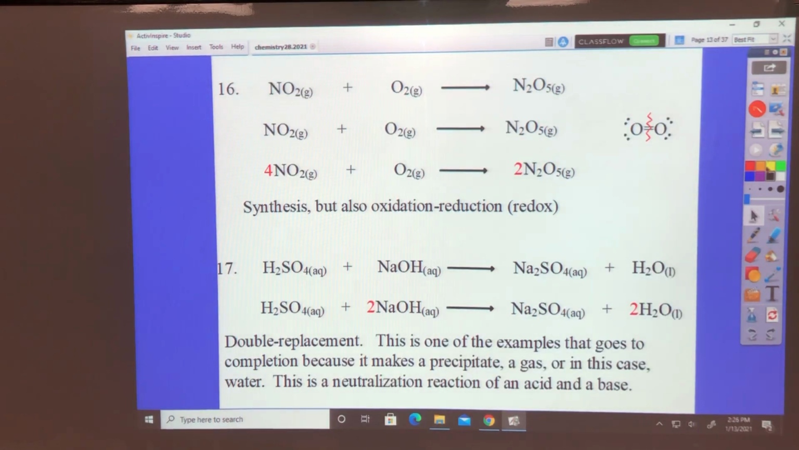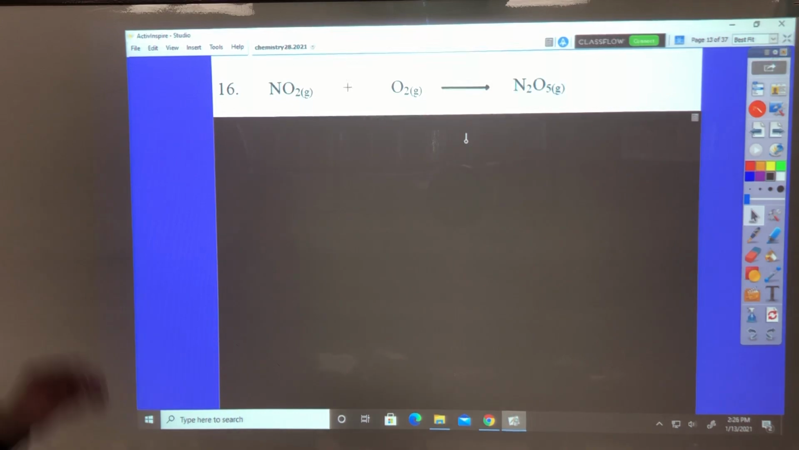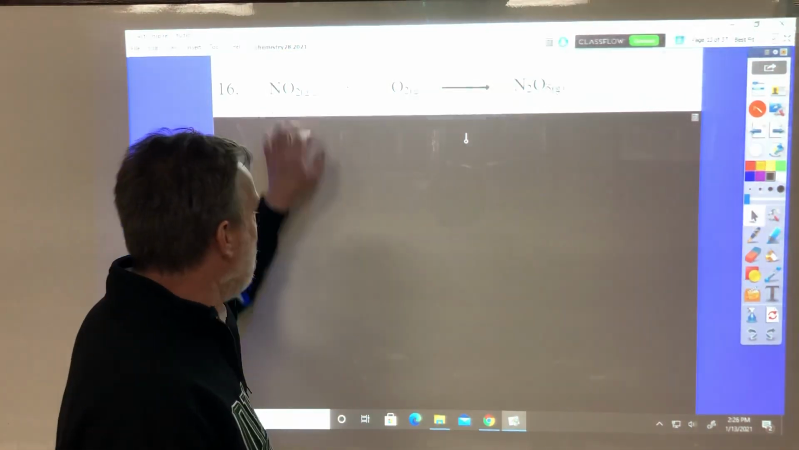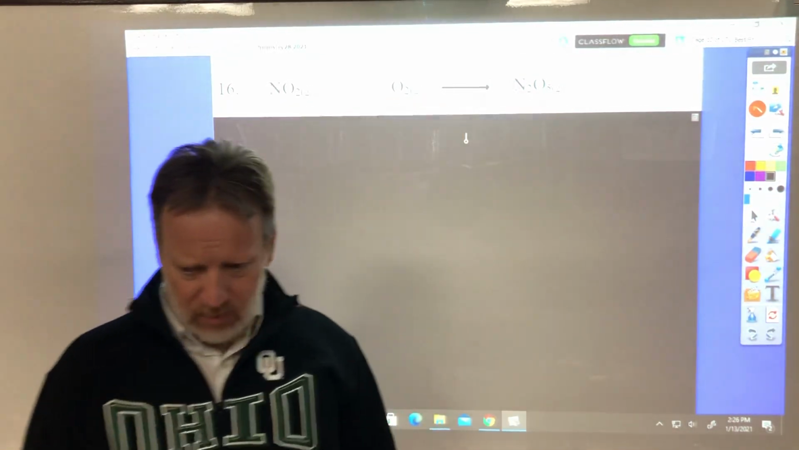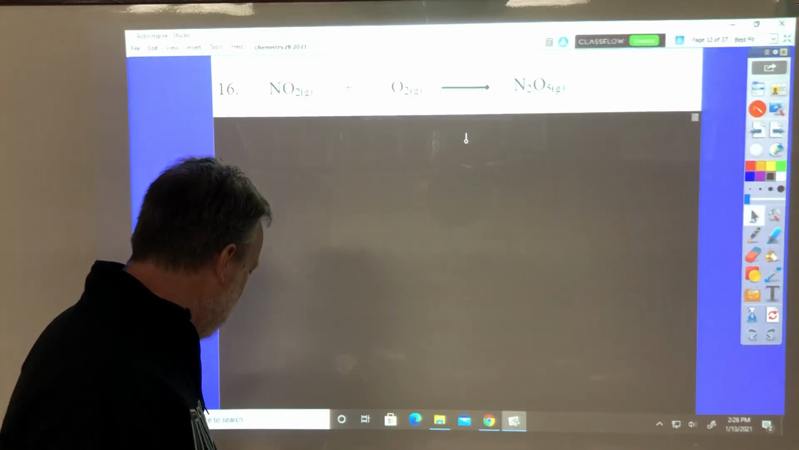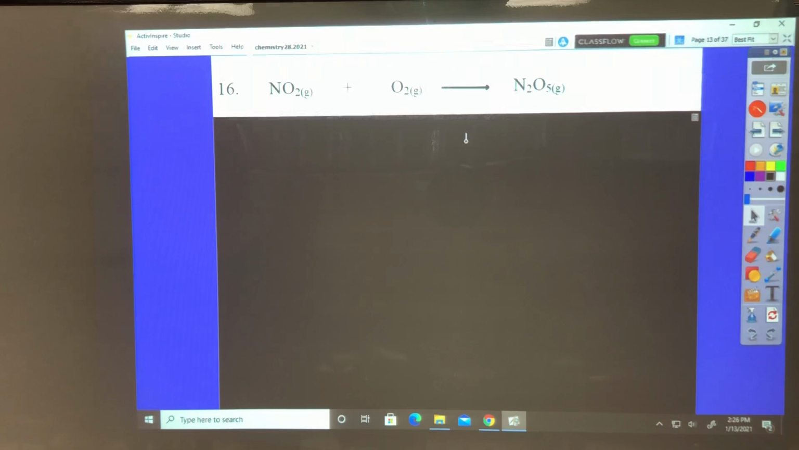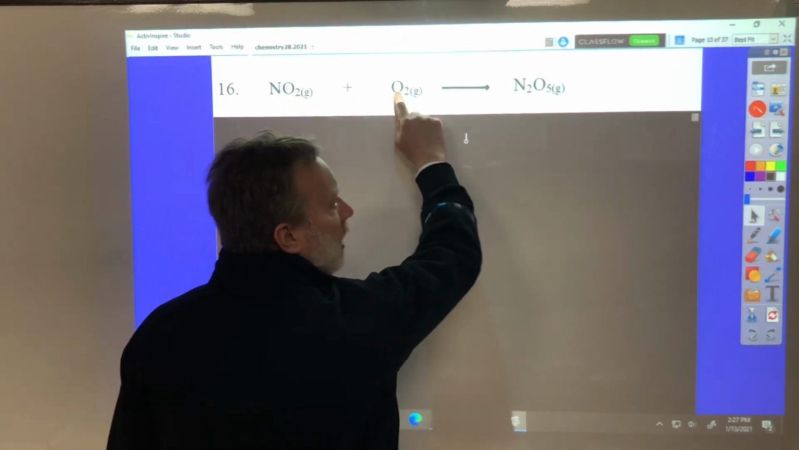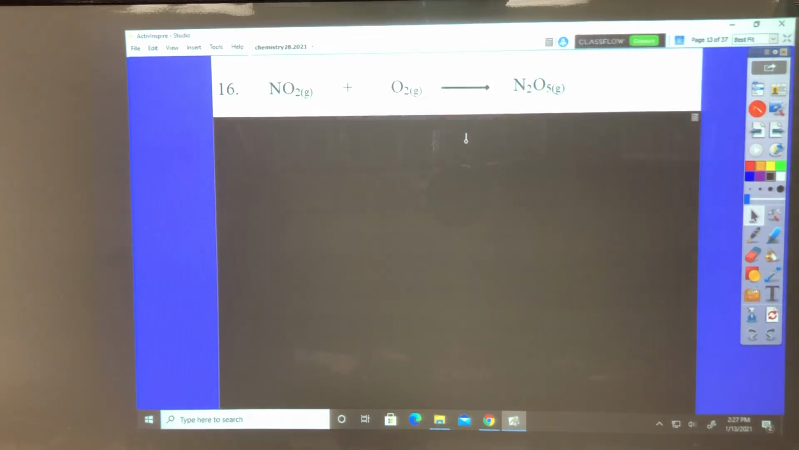16. We have NO2 and O2 making N2O5. All these are gases. I was making this when I dissolved that silver. Mixed with oxygen in the air, you can make that. I don't know what the reaction conditions are to do this reaction, but it could in theory make it. All right, that is synthesis. I have two things coming together to make one. You could call it a combustion, especially if it runs hot enough to do that.